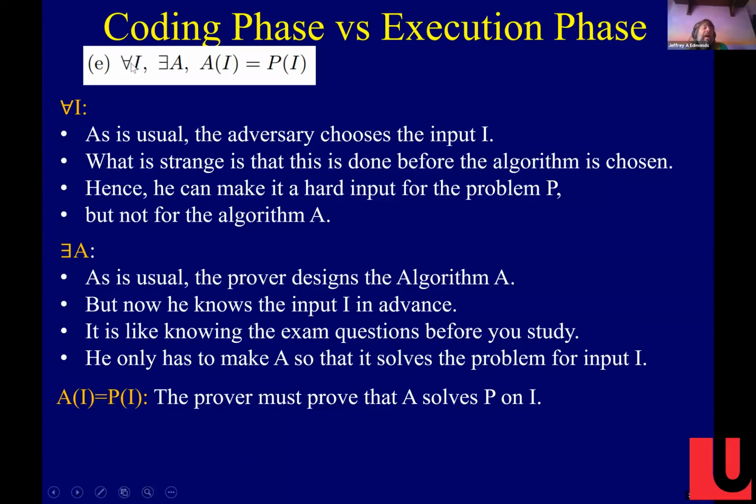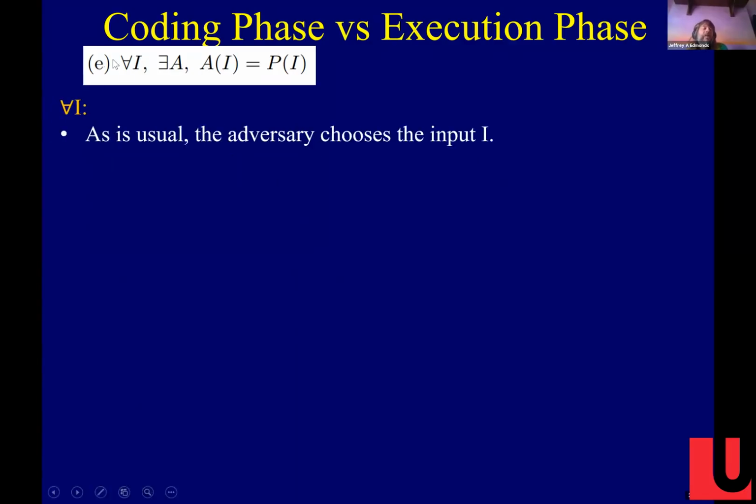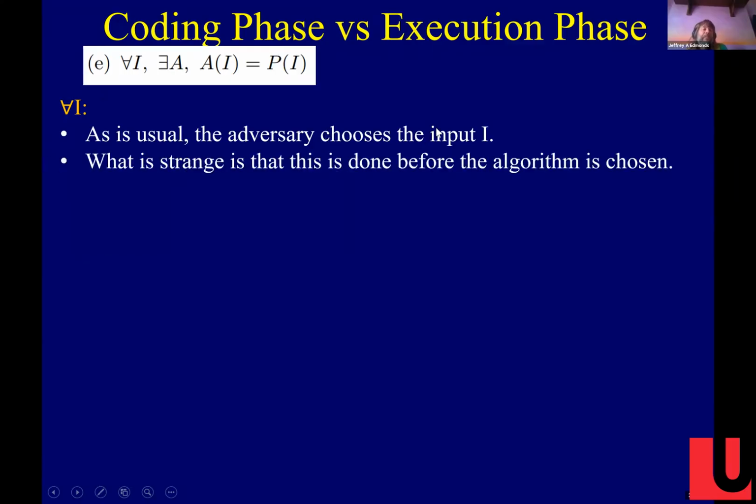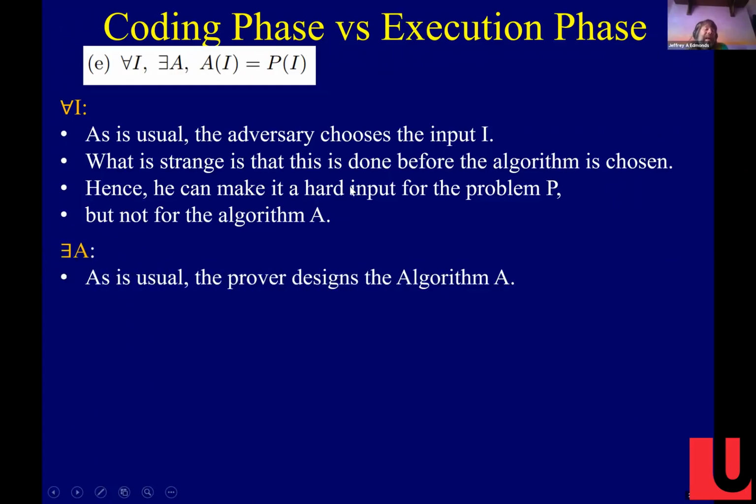Here we're playing the game again, but sorry, we're still on the same one, right? So the input, here the adversary gets to come up with the input first. It's unusual. The adversary chooses an input, right, he comes up with some input that feels like it's particularly hard for this problem. He doesn't have the algorithm, so it's not like it's hard for the algorithm. Somehow it's hard for the problem, right?